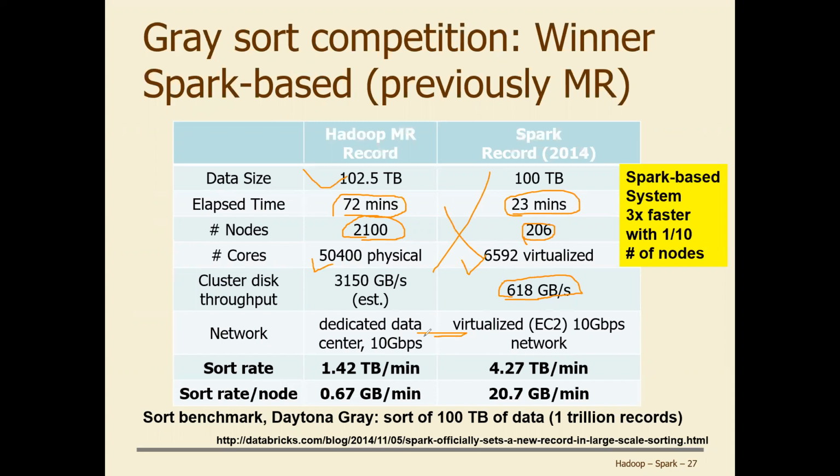The network could be the same. So the sorting rate of the data is very high: 4.27 terabytes per minute, whereas here we have 1.42 terabytes per minute. That's the sorting rate. Sorting rate per node is also pretty high in Spark. So there's no comparison with respect to speed and efficiency. Spark is the winner, 3 times faster with 1/10 of the nodes. You need fewer nodes and get faster processing, so Spark is the winner.